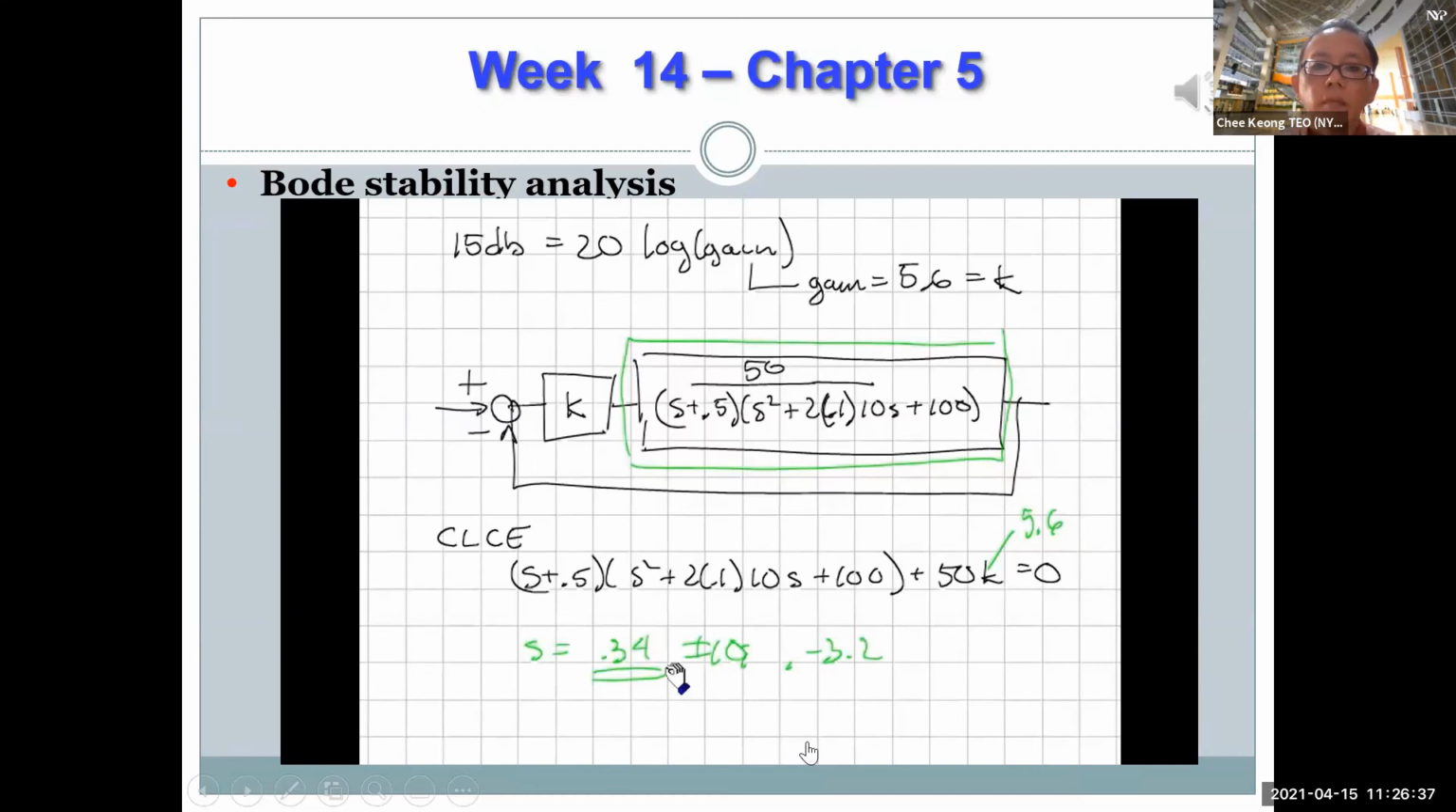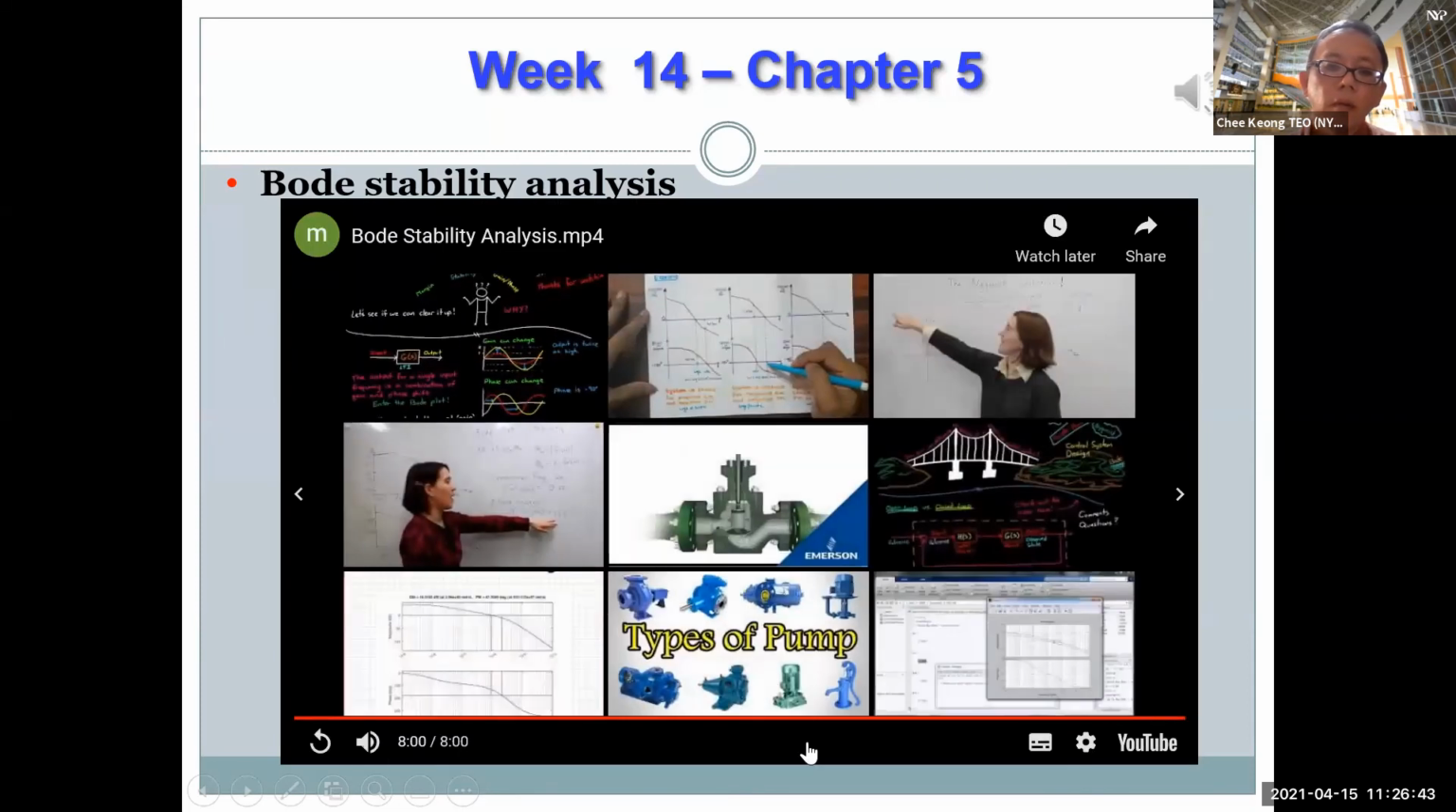From the Bode plot, you can actually get the gain that's required on the root locus to cause the system to go unstable. Now, for this particular video, it's very good and clear in terms of explaining how you find the phase margin and if you shift the gain, how you eventually may get a negative phase margin or negative gain margin.